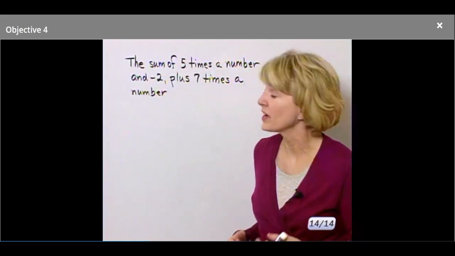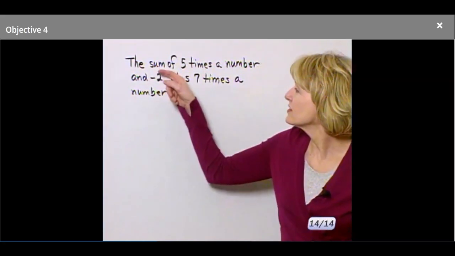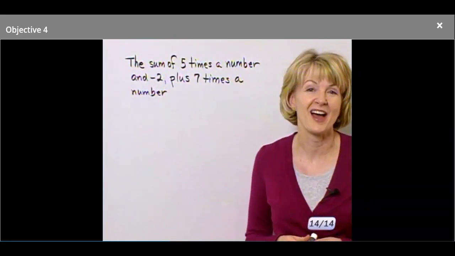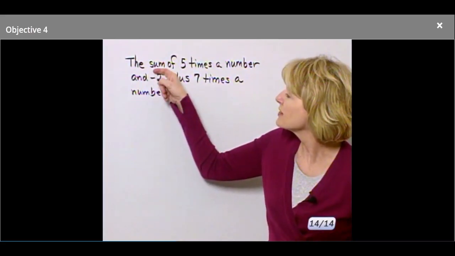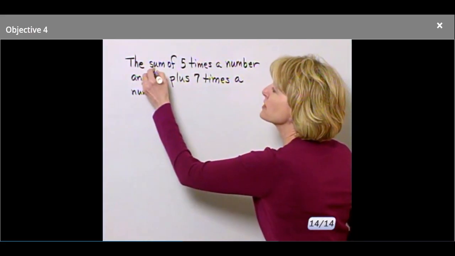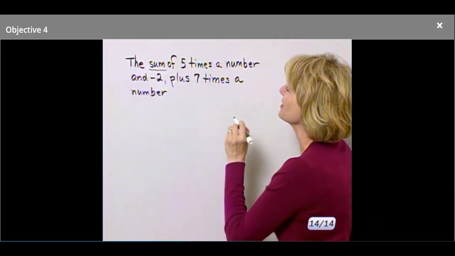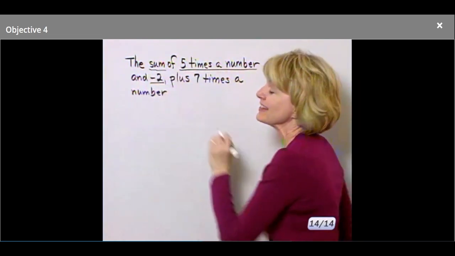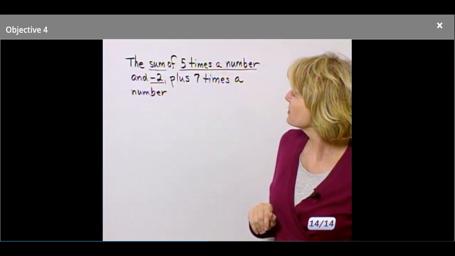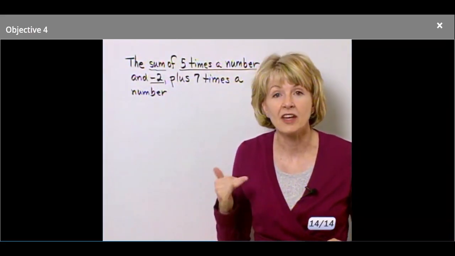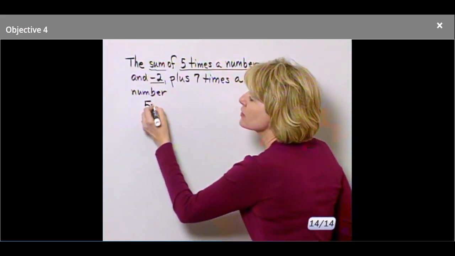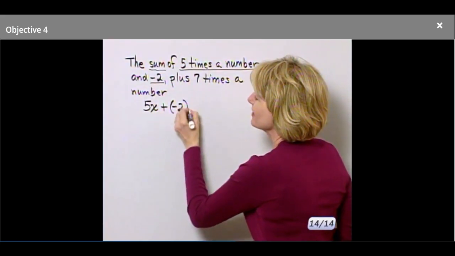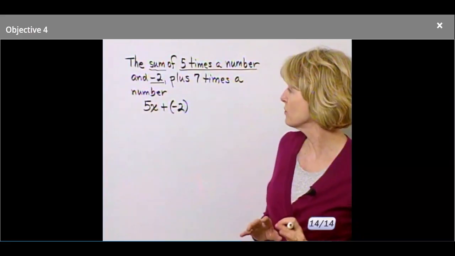Let's now translate this phrase to an algebraic expression. The sum of 5 times a number and negative 2 plus 7 times a number. Think of what the word sum means. Here we are summing two things. What are the two things? The sum of 5 times a number and negative 2. So how can we represent 5 times a number? That is 5 times x, or 5x. So the sum of 5 times a number and negative 2. That's what we have so far.